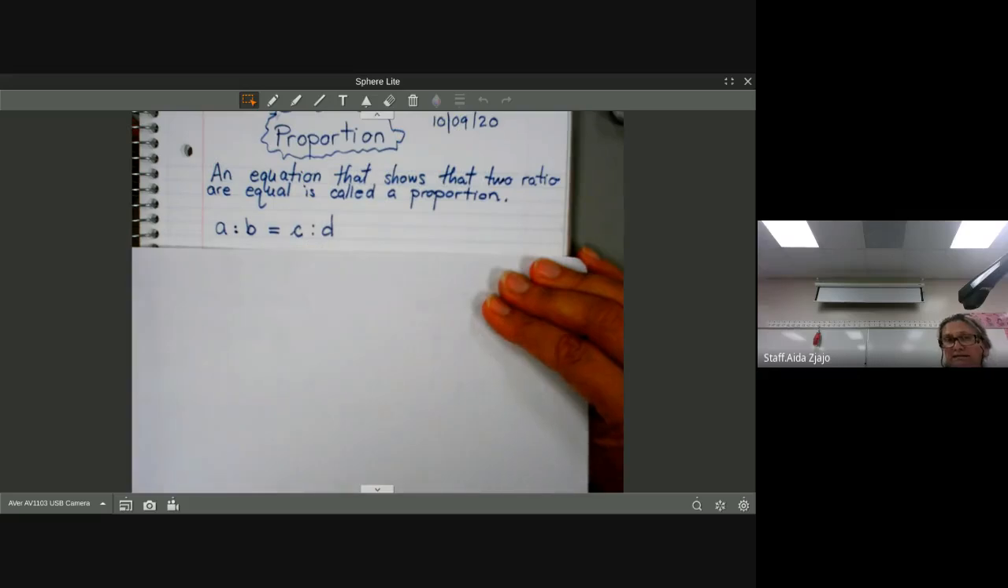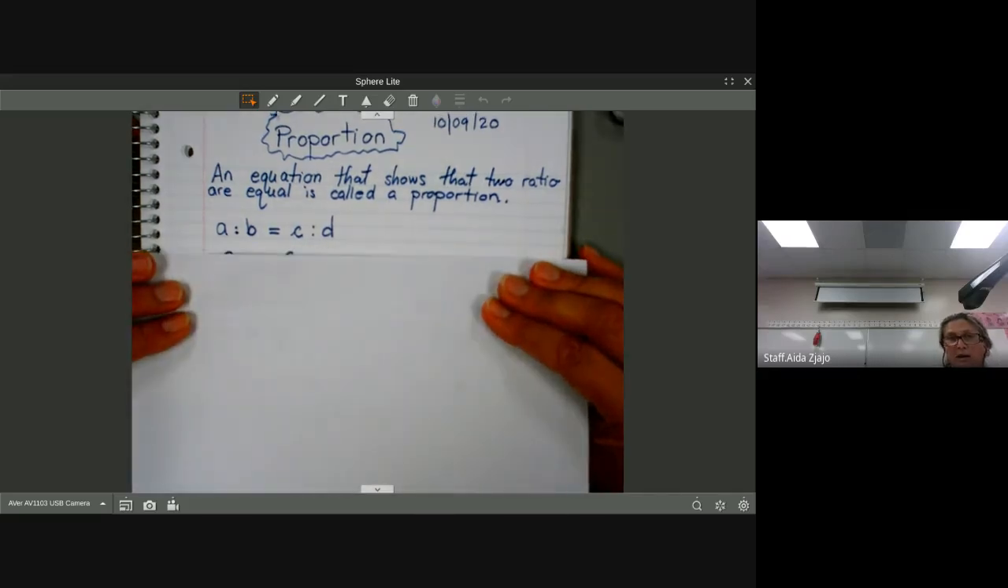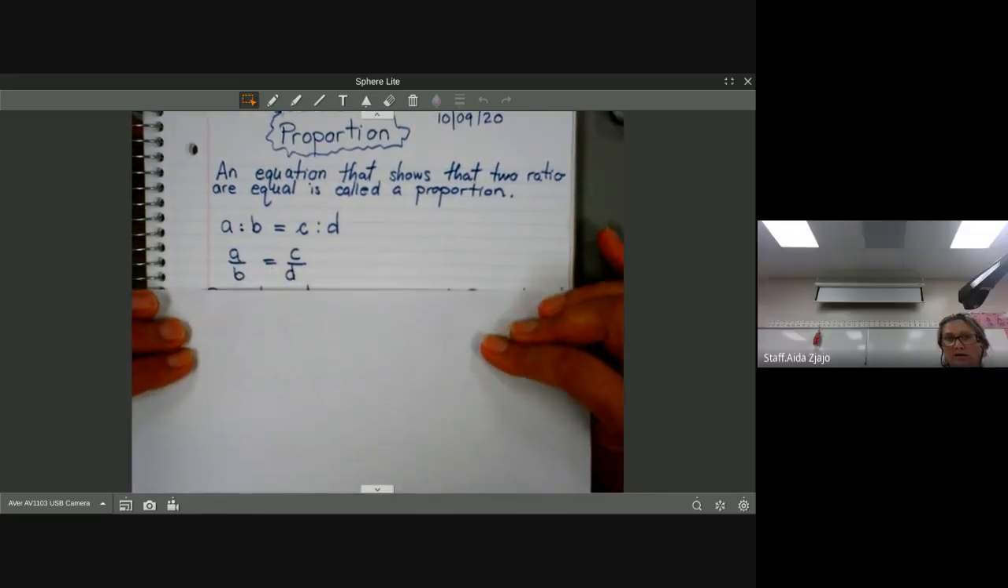We also can see it as a fraction model because ratio is shown.